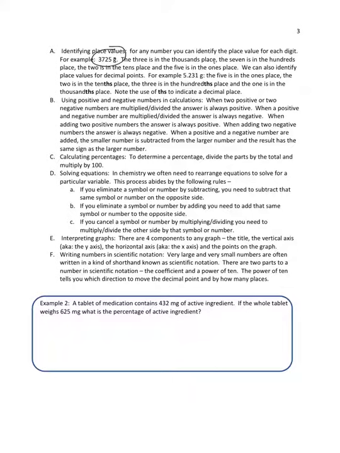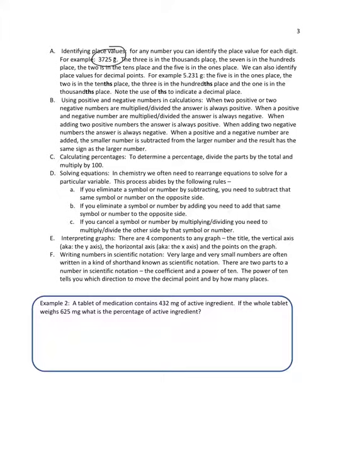When adding 2 positives together, the answer is always positive. When adding 2 negative numbers together, the answer is always negative. When adding a positive and a negative number, the smaller number is subtracted from the larger number, and the result has the same sign as the larger number.